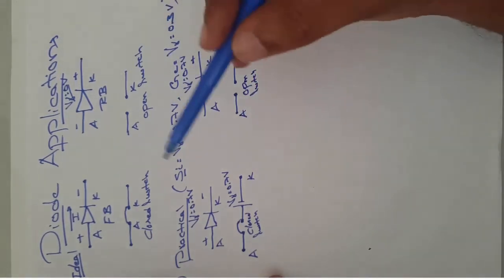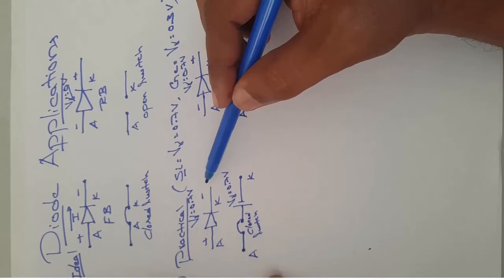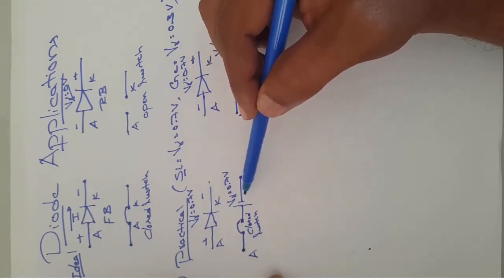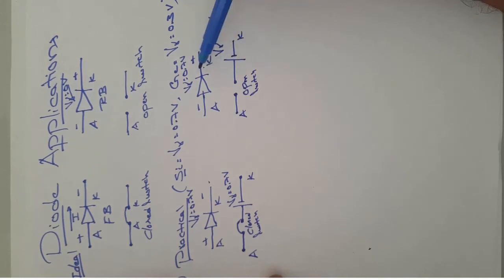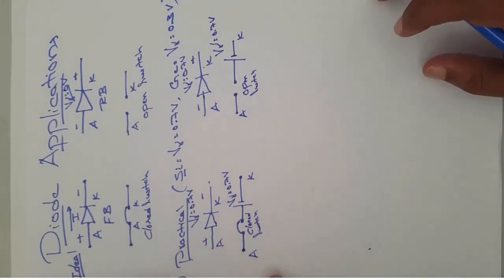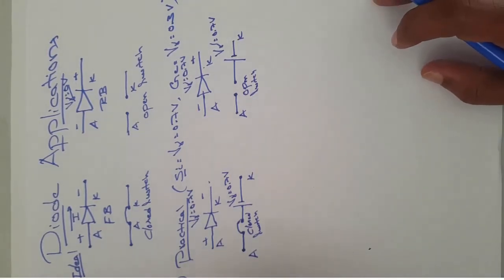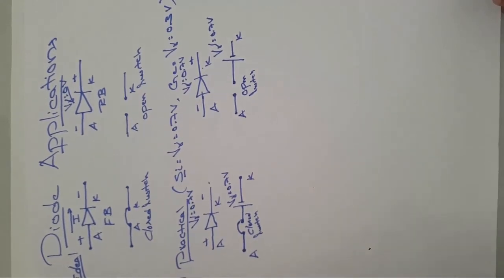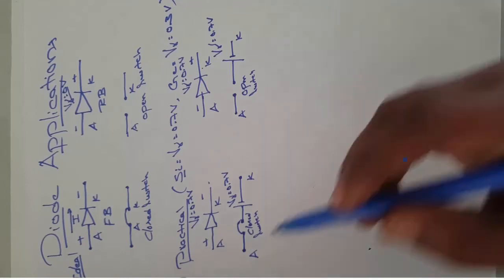If you are using a practical diode, when it is in the on condition, this diode should be replaced by this circuit, and by this circuit when it is in the off condition, to analyze the circuit. Okay, this is for your practical diode, what we discussed in the previous class. So now let us go with a small application of a diode.